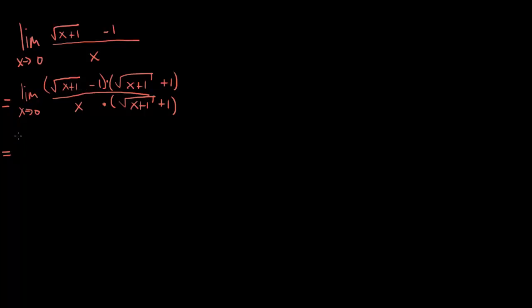Now what's the convenient thing about conjugates? Remember, if we FOIL this numerator, the two middle terms are going to add to 0. So what we're left with, once you do the algebra, is (the square root of x plus 1) squared minus 1 squared over x times the square root of x plus 1 plus 1. Let's do a little erasing here.